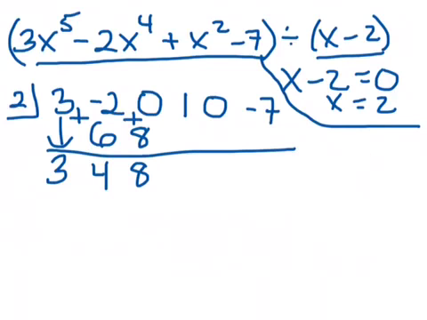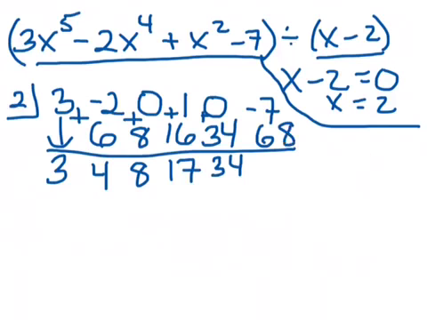Every number written underneath the line is going to be multiplied by the number in the box, so 8 times 2 is 16. Add those two vertically, 1 plus 16 is 17. That number again gets multiplied by the number in the box, so 2 times 17 is 34. Adding vertically, 0 plus 34 is 34. Multiply again that number by the 2. 34 times 2 is 68. And then adding vertically one last time, 68 plus negative 7 is 61.